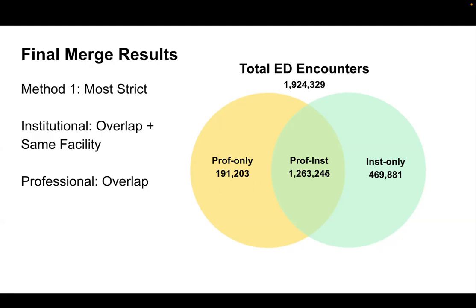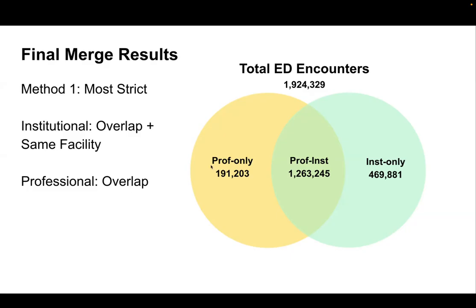So there's 1.2 million where there is an institutional base encounter, and then we assigned one or more professional claims to that base encounter. There's 469,000 ED encounters that are only from institutional, with no professional component. And there's 191,000 ED encounters that are only professional, with no institutional component.